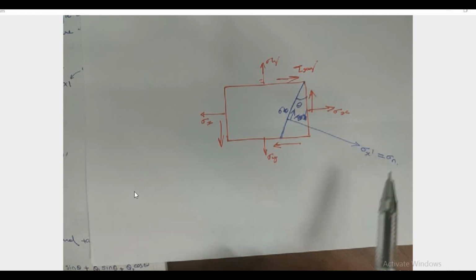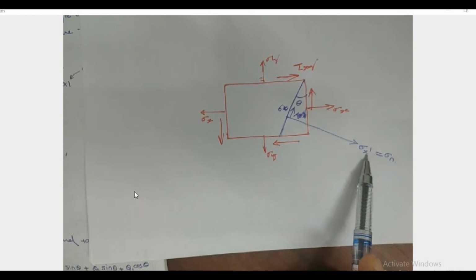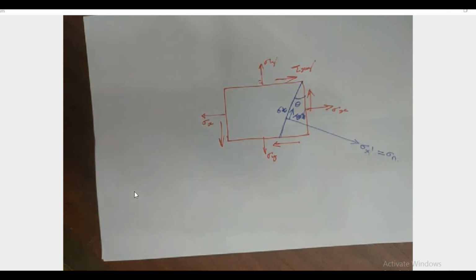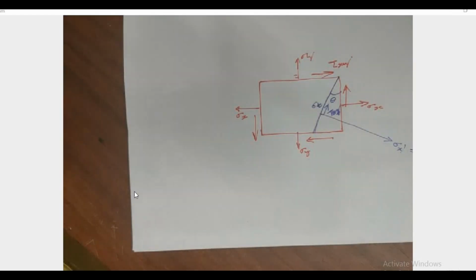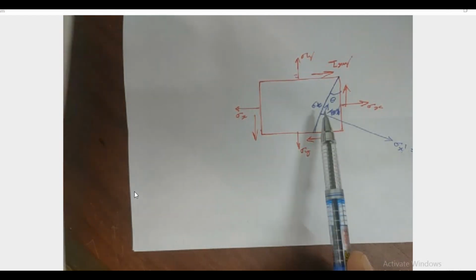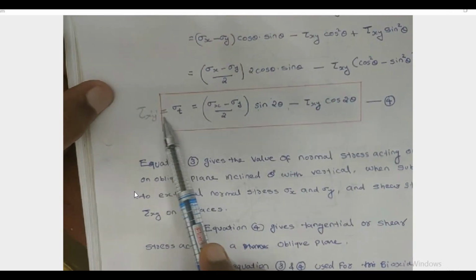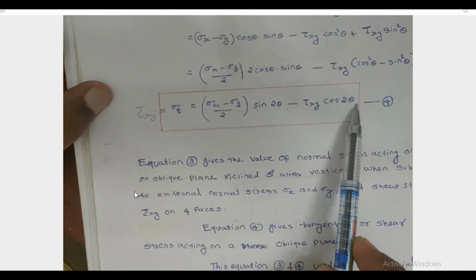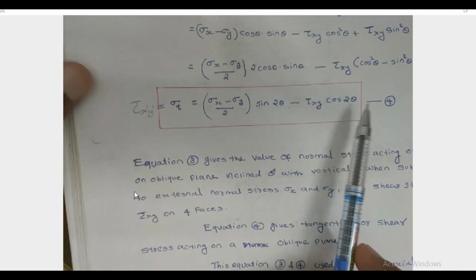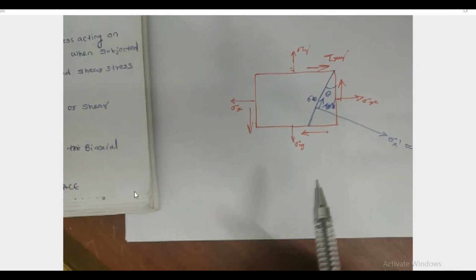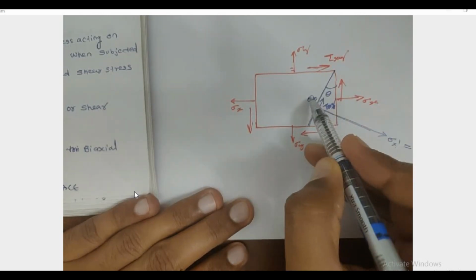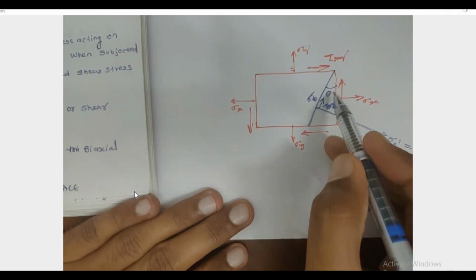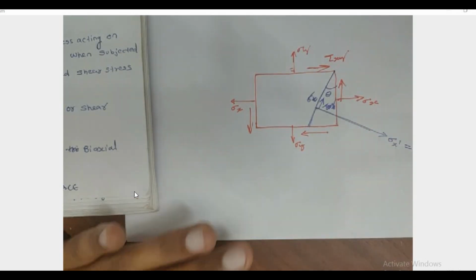To calculate this normal stress, we can use our previous formula, that is the sigma x dash formula. To calculate this shear stress on this inclined plane, we can use this formula. Okay. So using these two formulas, we can calculate the normal stress and shear stress on an inclined plane that is at an angle theta with this vertical.